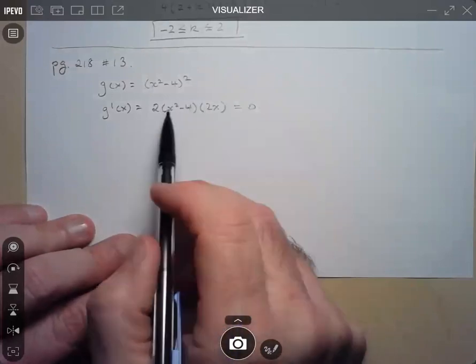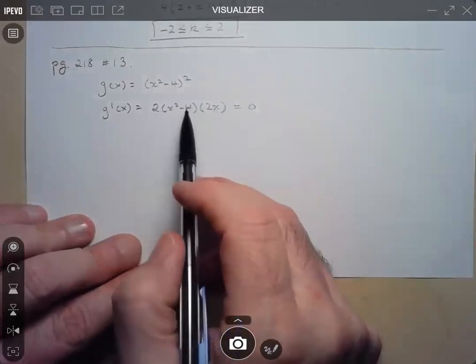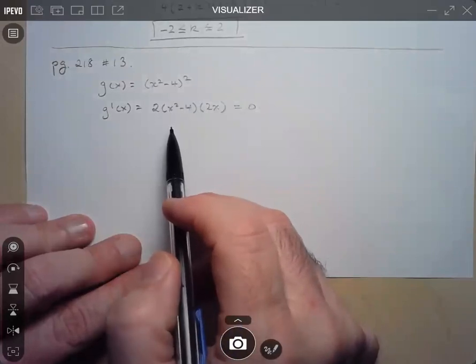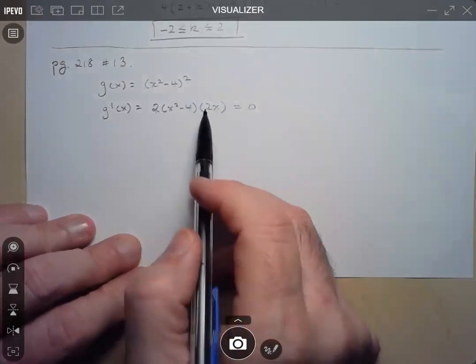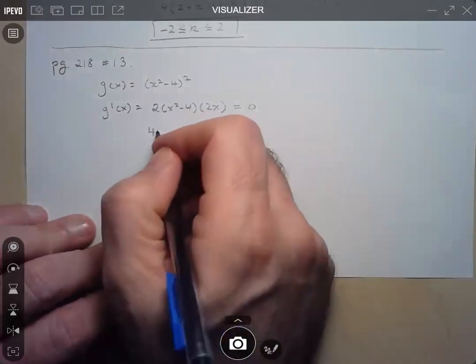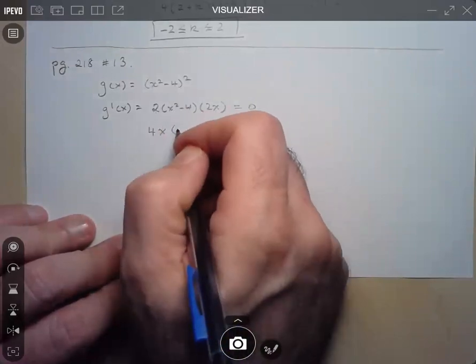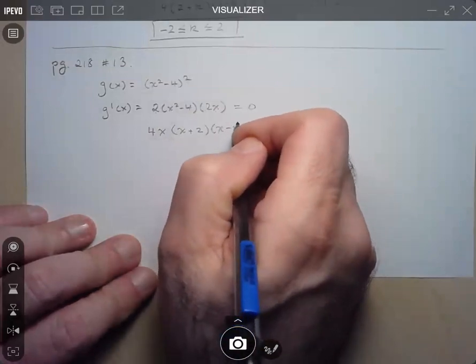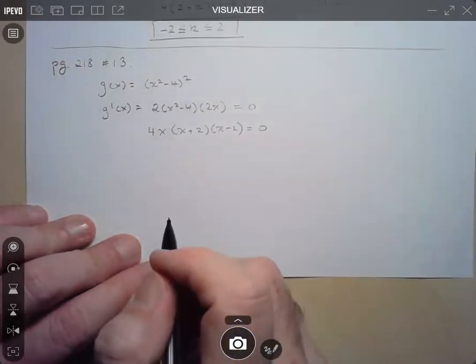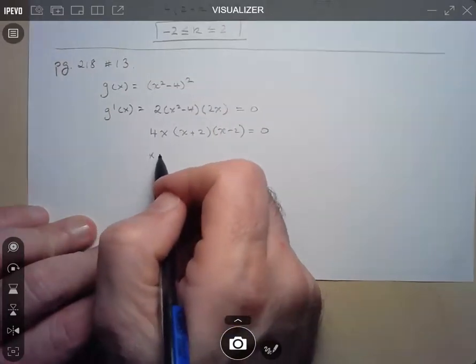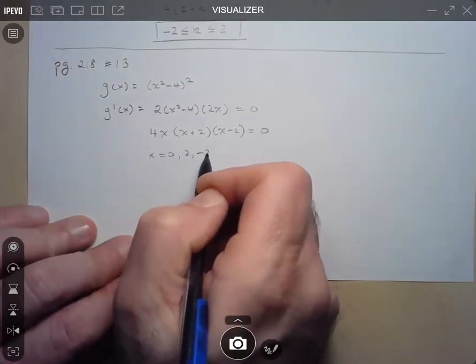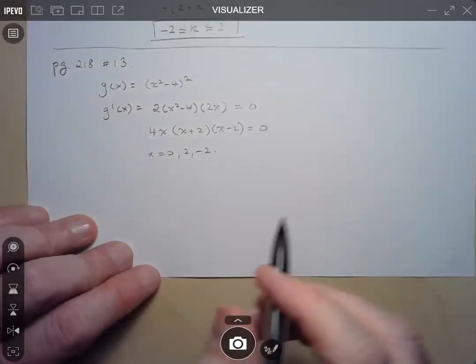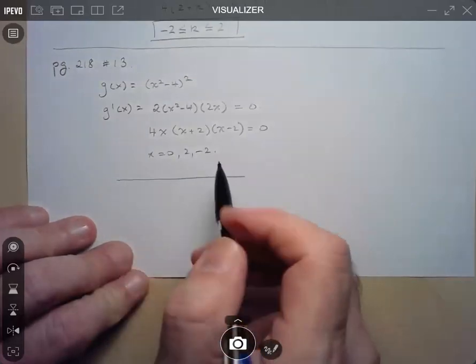And it's already partially in factored form. And I say partially just because x squared minus 4 can be factored even further. So here 2 times 2 is 4. We've got the x. And then, of course, x squared minus 4 can be written as x plus 2, x minus 2. Okay. And so this is 0 at 0, 2, and -2. All right. So let's create our number line.